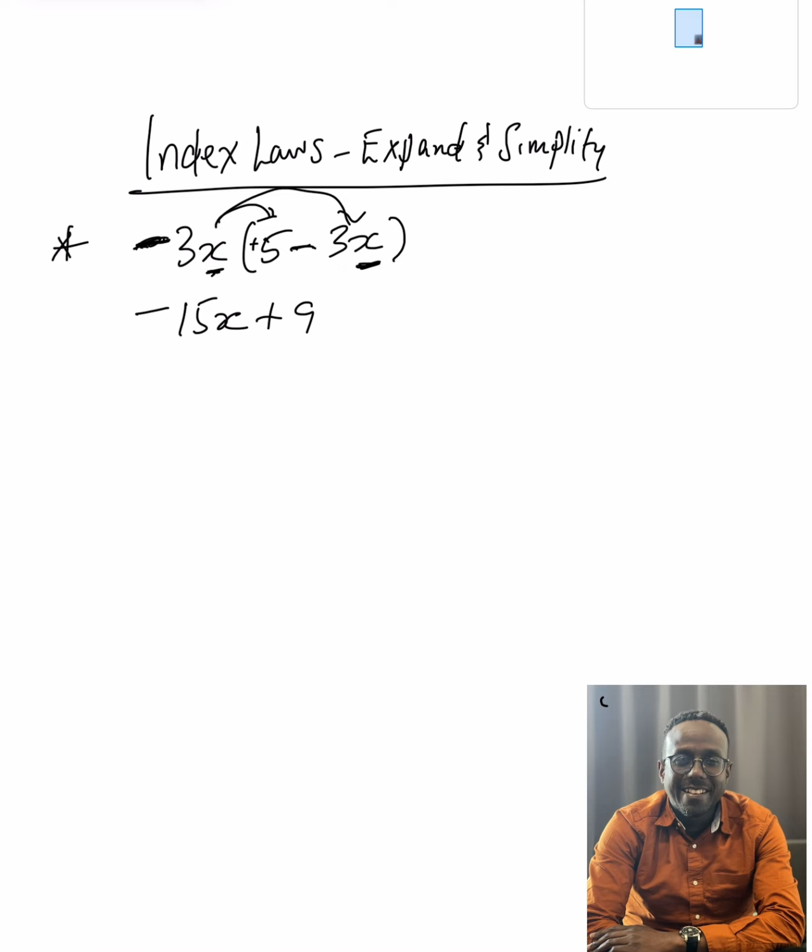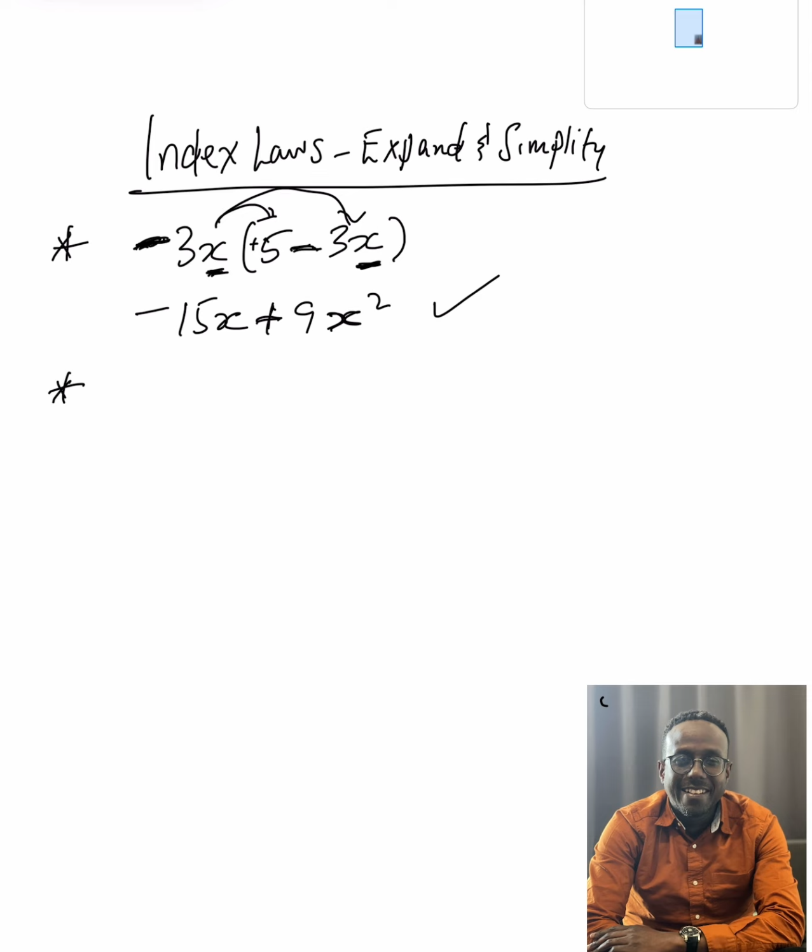Because x to the power of 1 times x to the power of 1, we are adding the powers, which gives us 9x squared. We have this positive here because there is a negative times a negative. So that is how we do our first question. We have expanded and simplified and applied our knowledge of the powers to get x squared, because x times x is x squared. Now that's the first one.